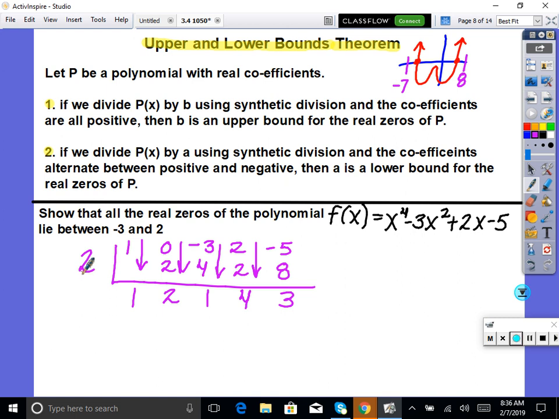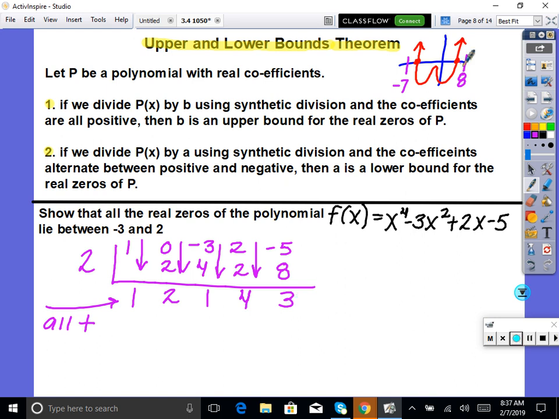So it says show, and then you'd say all positive. It's something you have to memorize, you know? So what if it would have been positive, positive, negative, positive, positive? We would say 2 is not an upper bound. So we need to go further out, like 3.